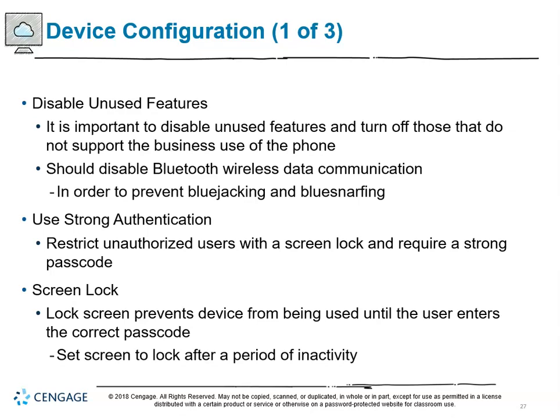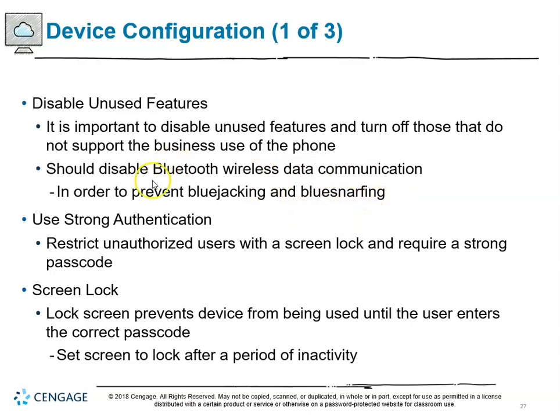Firstly, we said device configuration. Again, we're going to observe our principle of least privilege. This means disabling unused features. So the idea is if it's not something that we need in the conduct of our business, it's got no business being on the phone. No pun intended. So you should disable Bluetooth wireless data communication, for example, because as we learned in last week's content, this can prevent bluejacking and blue snarfing.